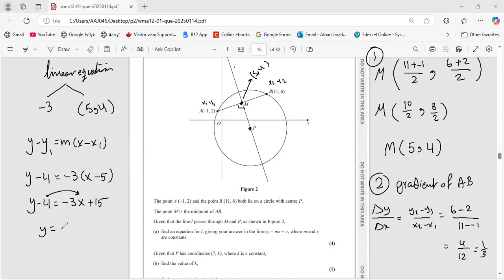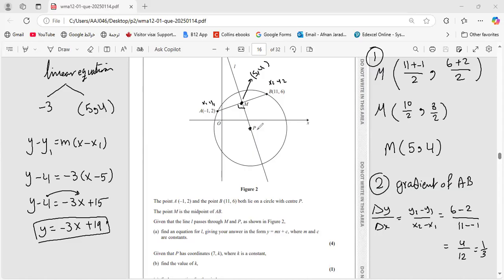Y equals negative 3x plus 19. And check, yes, it is in the form y equals mx plus c. Going to question B, given that P has coordinates (7, k), where k is a constant, find the value of k.